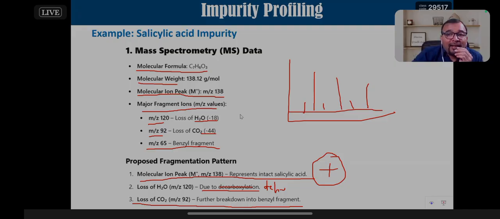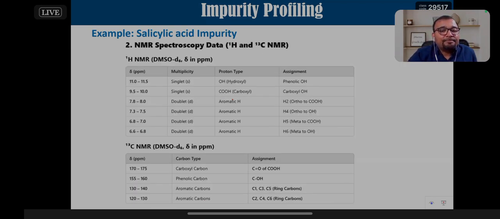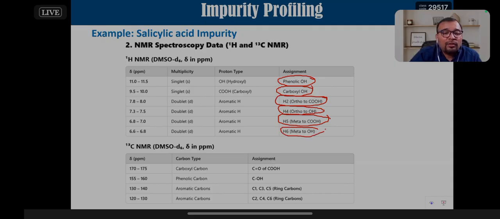Let us now talk about NMR, and there could be proton and carbon 13 NMR. And you can see the intensities and you can understand the singlets assigned to a specific functional group like phenolic hydroxide, carboxylic hydroxide, then hydrogen from carboxylic acid, ortho to hydroxyl group, meta to carboxyl group, or meta to hydroxyl group. And the same is the carbon 13.